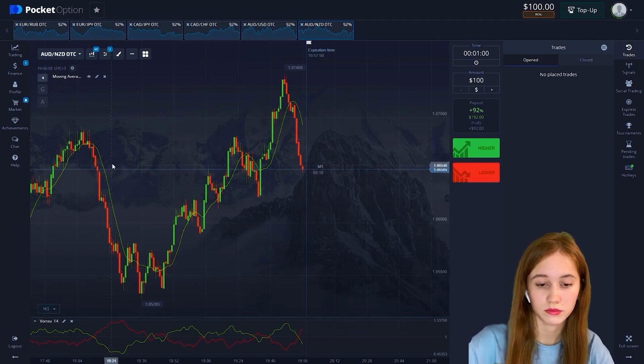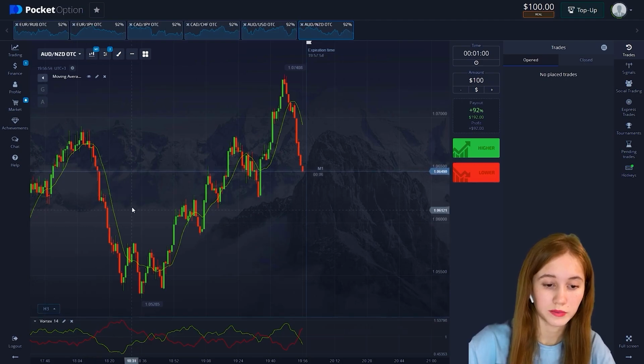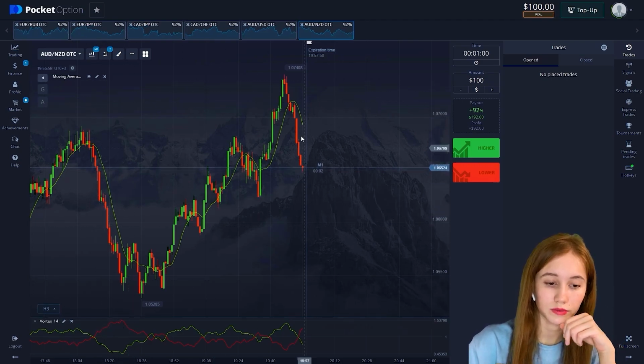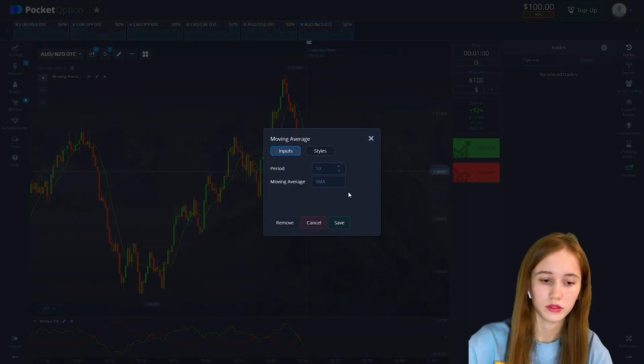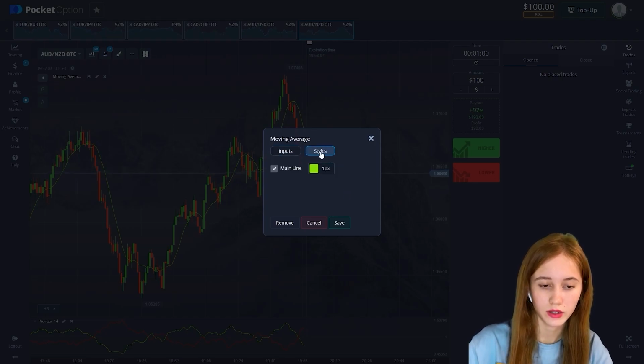It's support, resistance level, and our two indicators. Moving average, it's a green line on our chart, and these settings.